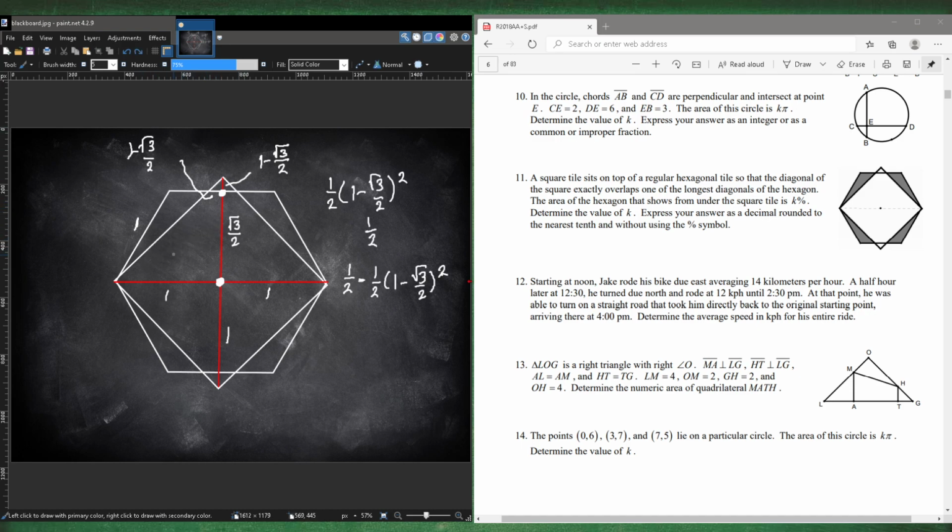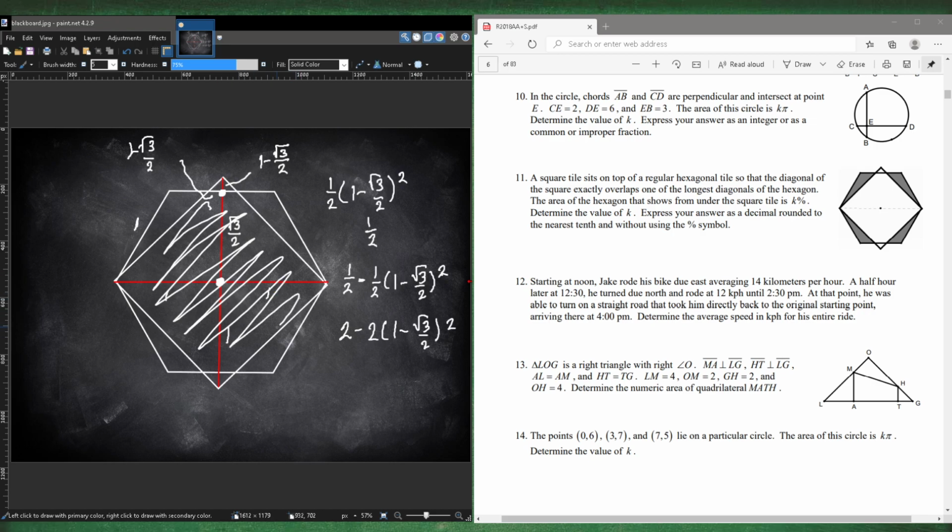And now we just need to multiply by 4 so we could get all 4 areas, right? Because there's 4 of them. So we multiply by 4. 4 times 1 half is 2. And 4 times this 1 half is 2, and then 1 minus square root 3 over 2 squared. Okay, so that's the area of the section that's overlapping between the square and the hexagon.